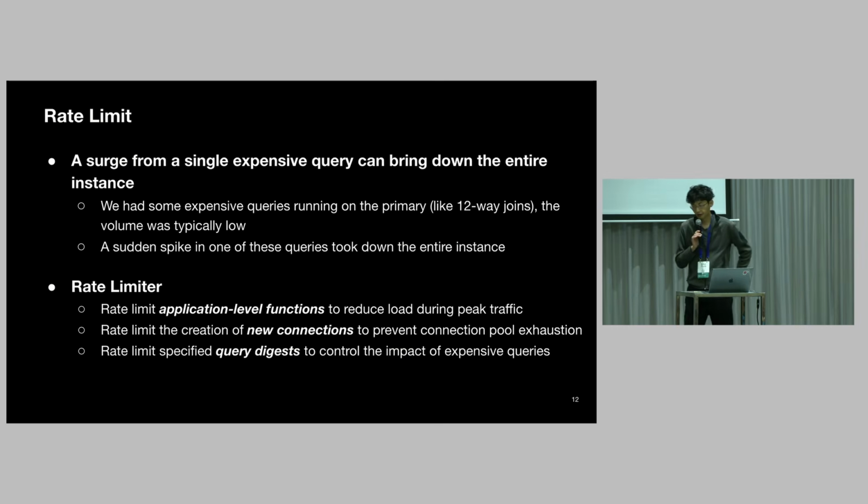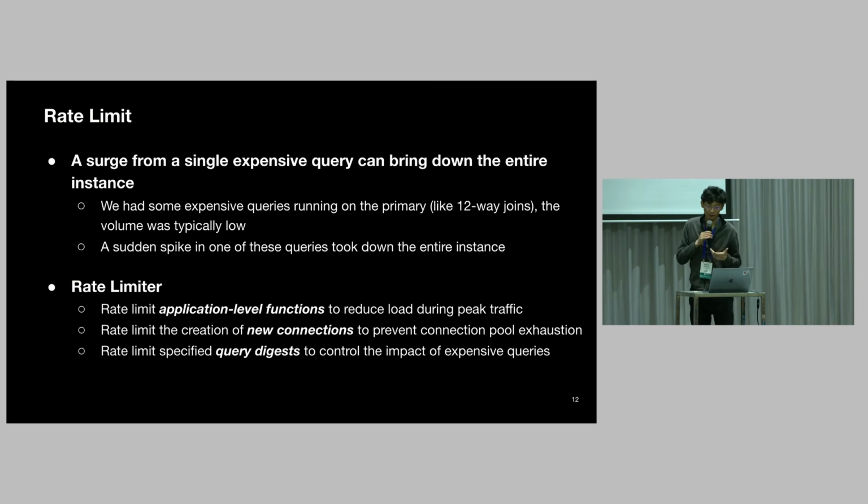We also set read limits in multiple places, because previously a surge from a single expensive query could bring down the entire instance and the entire service. We have some expensive queries running on primary, like queries with joins. The volume was typically low, so it's not an issue most of the time. But sometimes there is a sudden spike, either because you deploy a new application or because of some requests on those queries. If there is a sudden spike in one of those queries, it can take down an entire instance.